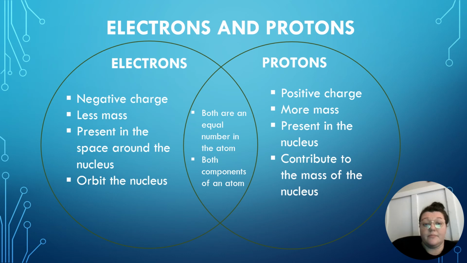When it comes to protons and electrons, both are actually an equal number in the atoms. So, for instance, if you have 3 protons in an atom, you have to have 3 electrons. And like I said, these are both components of an atom. They help make up an atom.